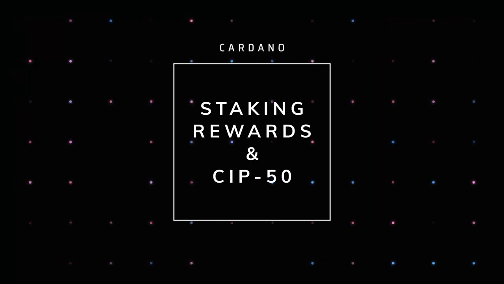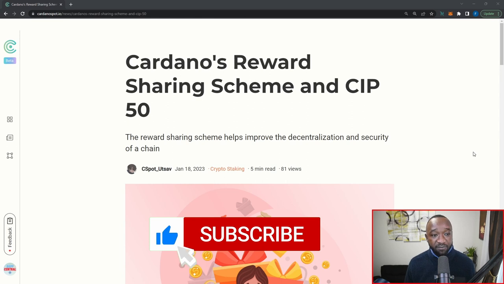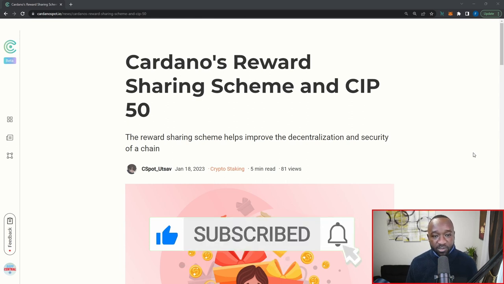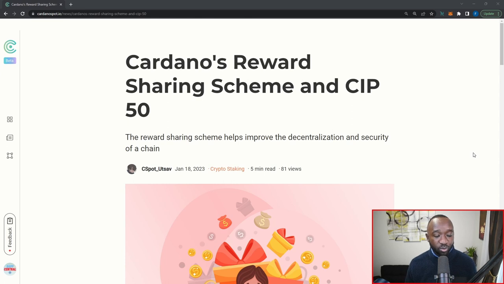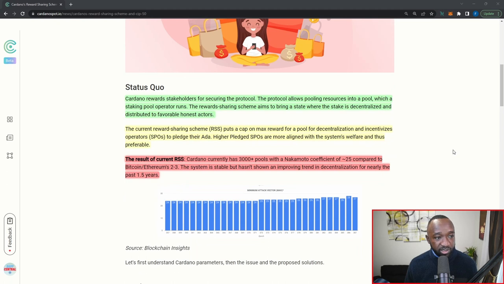Now, as I mentioned, we're going to be chatting a little bit about Cardano's reward sharing scheme and SIP number 50. If you don't know what SIP stands for, that stands for Cardano Improvement Proposal. Now, in the Cardano ecosystem, we have to vote on different SIPs. And so I believe this is one that is still in the works. But once it's ready, the community will have the opportunity to either accept or deny this particular SIP. So scrolling down just a little bit, we're going to get into some of the background and then the issue that we currently have right now with the minimum attack vector or MAV value on Cardano.